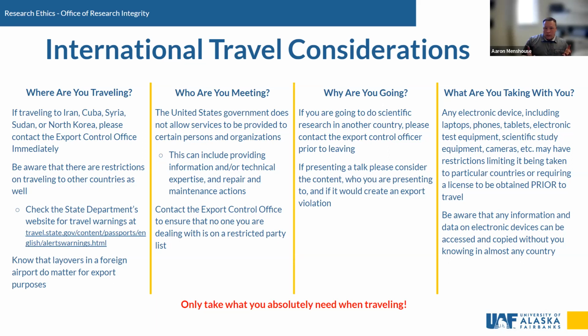So the main questions, as it says, that we want to answer when we're talking about international travel is, where are you traveling? Because again, as it says, countries like Iran, Cuba, Syria, Sudan, and North Korea, they have very, very restricted guidelines and require licenses in order to do business in those countries.